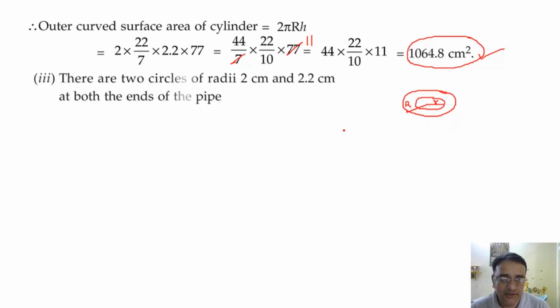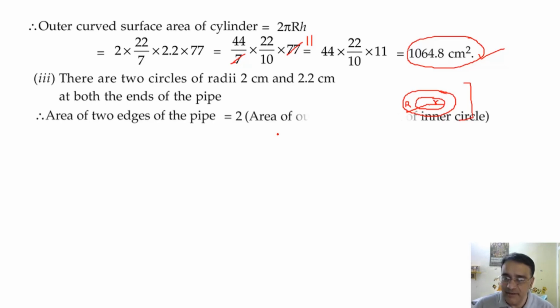Yes, sir. Okay, so we'll start. There are two circles of radii 2 centimeter and 2.2 centimeter at both ends. See this one. This is the one end. And area of two edges of the pipe. क्योंकि ऊपर भी सेम है और नीचे भी सेम है, इसलिए हम लोग इसको 2 times लेंगे. 2 times area of outer circle minus area of inner circle. Whether this is clear? Yes, sir.